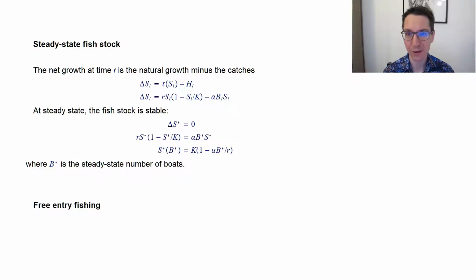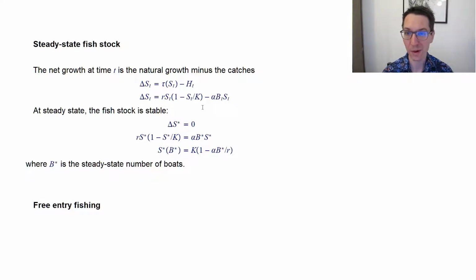Let us continue our journey into the fishing dynamics and the fishing industry. A reminder, last time we were here, we wanted to establish what was the steady state stock of fish. How do we do that? Well, the growth of the stock of fish is essentially the natural growth, so how many fish are born, minus how many are harvested at every period t.